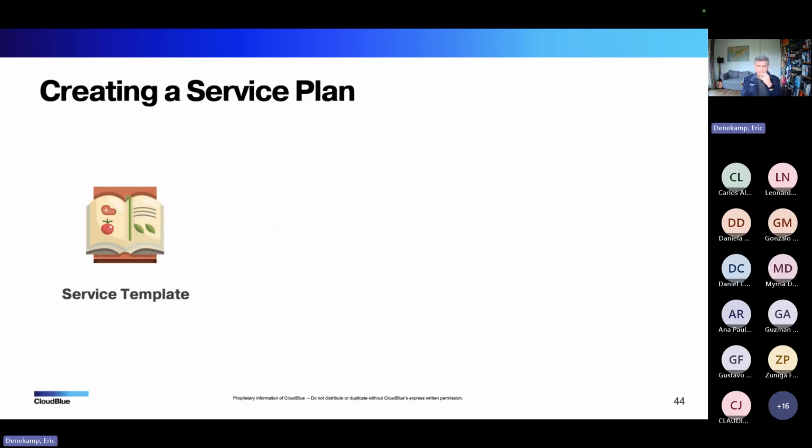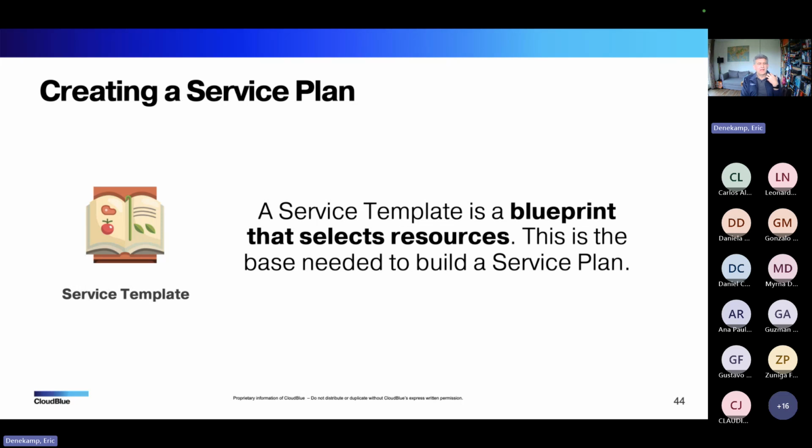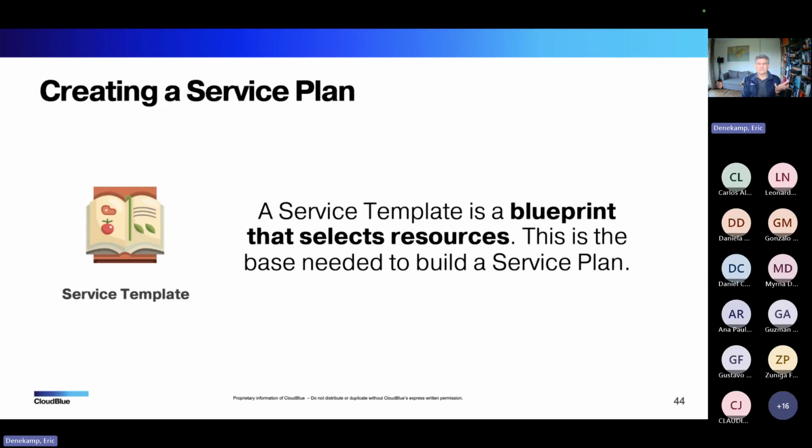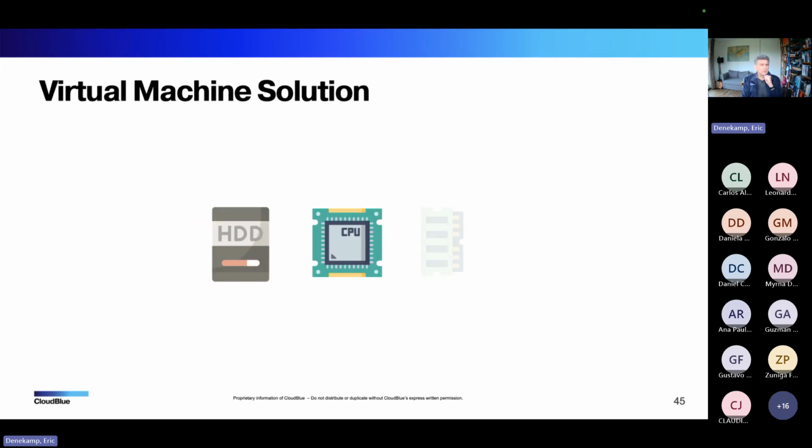The service template is, let's say, a blueprint that selects the resources. It is the basis needed to build a service plan on top of that. In this case, it's a little bit weird example, but the example gives us that storage and CPU are needed for this solution and memory is not. I know that's a weird example, but that's how we would see it. We have 3 resources, and for this product, we only use 2.